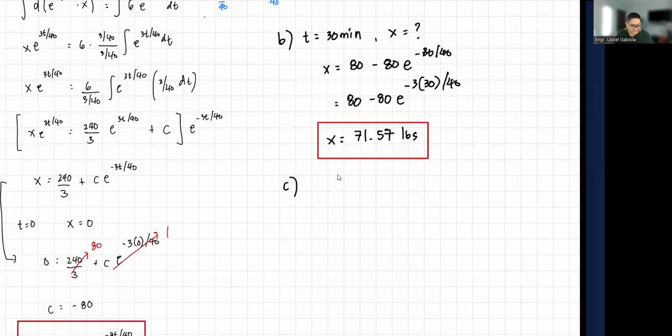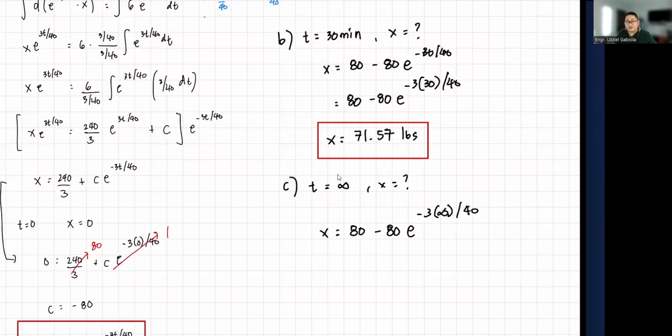For a very long time, it means our t is approaching infinity. So what will be the value of x? x is equal to 80 minus 80 e to the negative 3 times infinity over 40.